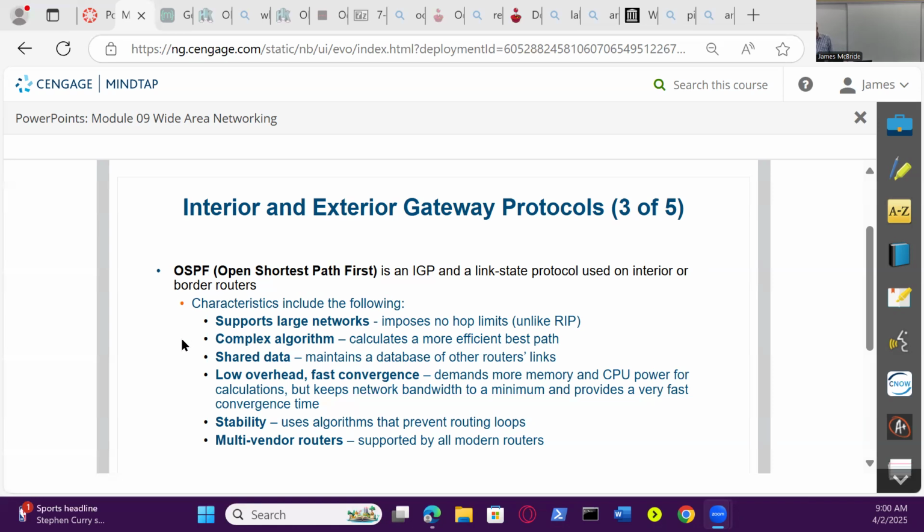What are the characteristics that they want us to remember from this? Supports large networks, imposes no hop limits like RIP does. RIP is the oldest routing protocol. Interesting story behind all that. The mother of the network, we'd have to look her up because I can't remember her name. Perlman? No, it wasn't Rita.